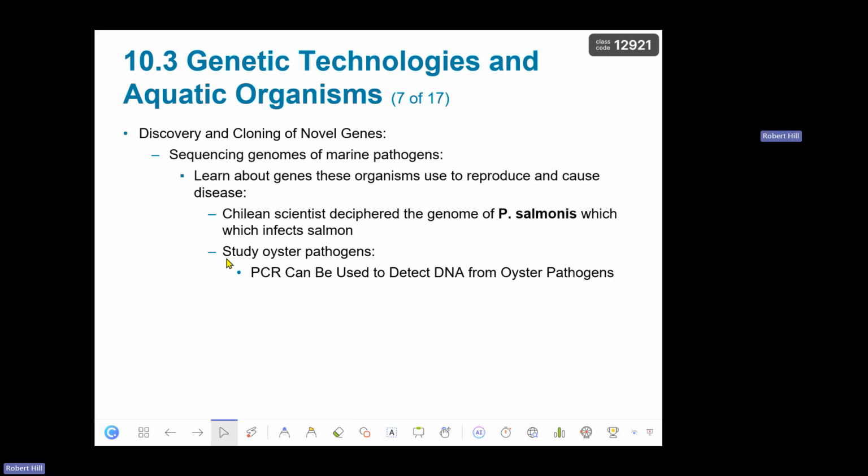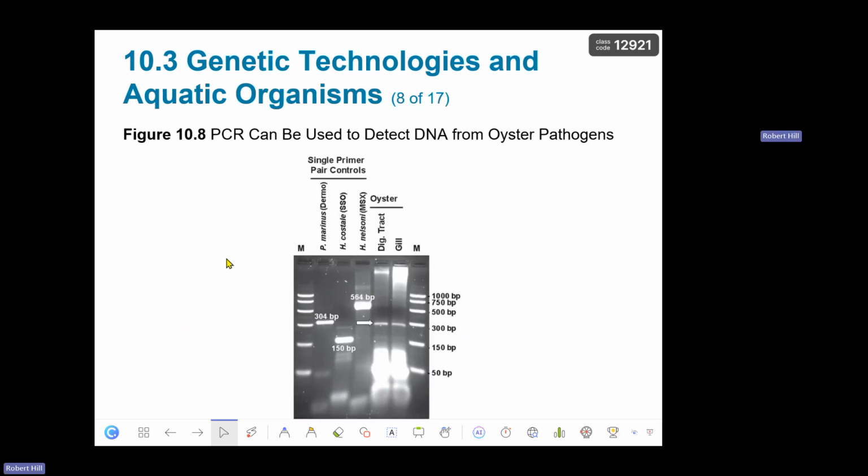All right, so also sequencing the genomes of marine pathogens. This is a very important area of active research. For example, the genome of P. salmonis, a bacteria that infects salmon, has been deciphered to help control the disease. We use PCR to detect DNA from oyster pathogens. This enables early detection and prevention of outbreaks. So here are some examples of PCR reactions that have been run out on a gel, looking for the different pathogens that infect oysters.